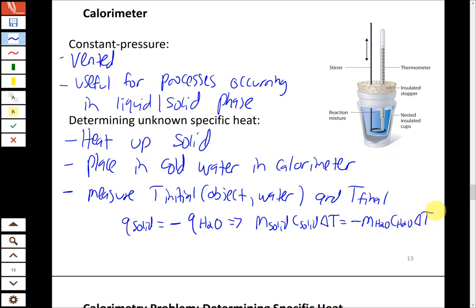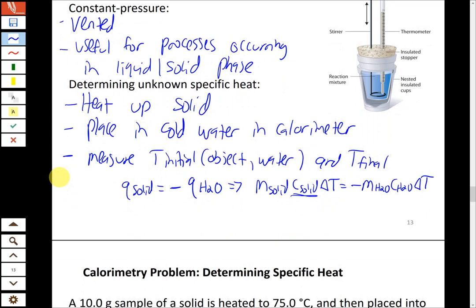So long story short, you're going to do Q equals MC delta T, both for the piece of metal that you put in and for the water that absorbs the heat. You set those two equal to each other but opposite in sign, and then you solve for whatever your unknown is, which is usually going to be the heat capacity of your solid. If we wanted to solve for that algebraically, we could, but we're basically going to just use this relationship here.